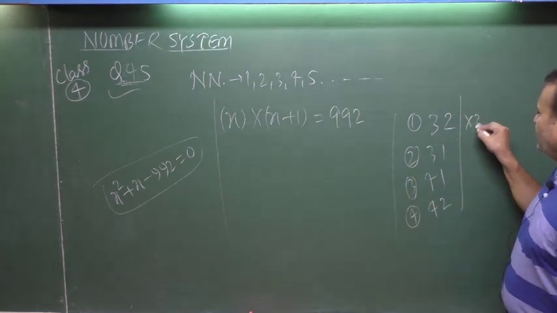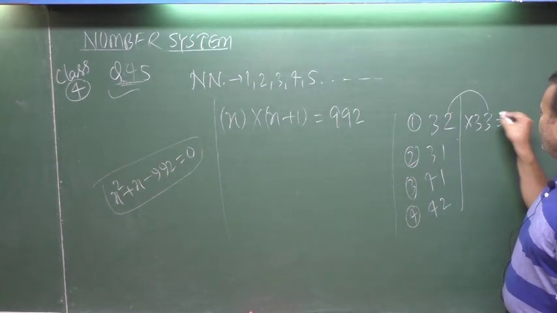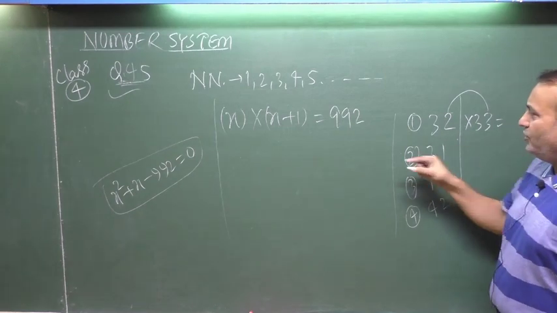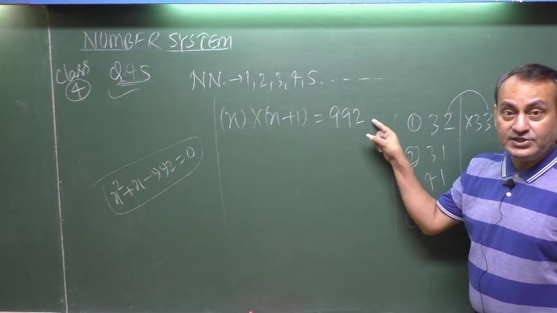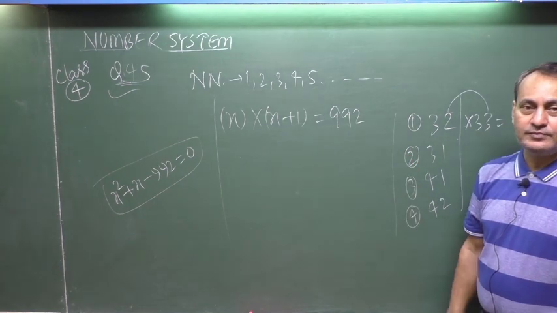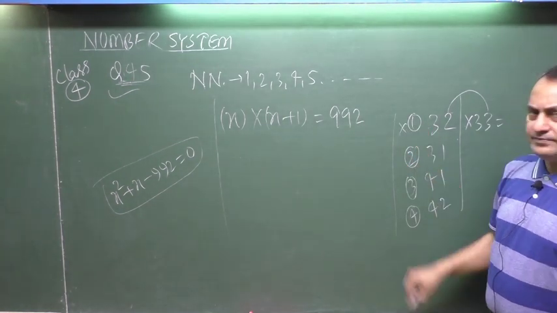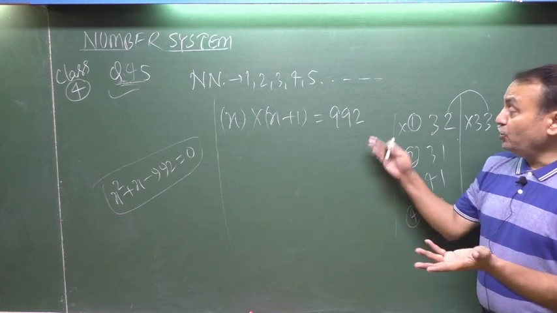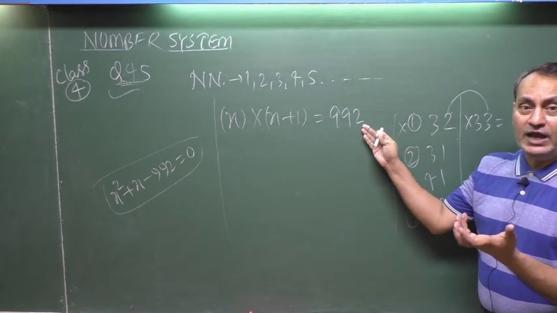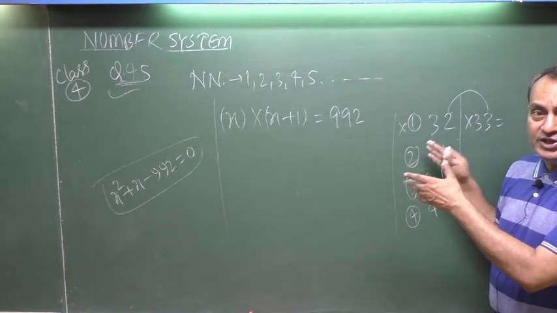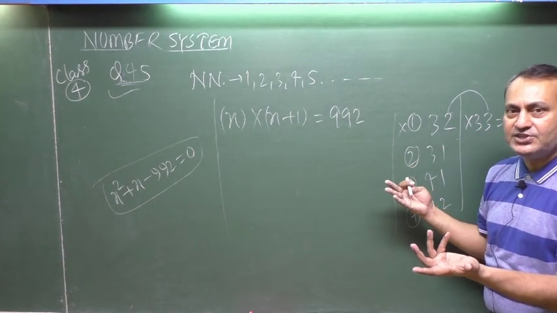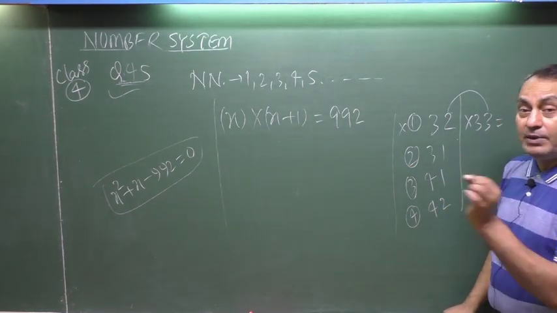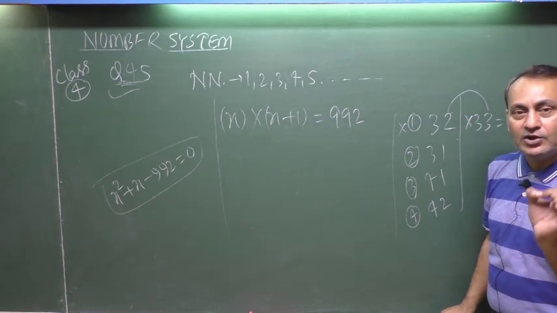32 into 33 equals, see here, 3 twos are 6 at the unit place, but here the unit is 2. This is the wrong answer. No need to multiply now, as the unit doesn't match here. The unit in the actual situation is 2, and after multiplication the unit is 6. The unit doesn't match, so this is definitely the wrong answer.